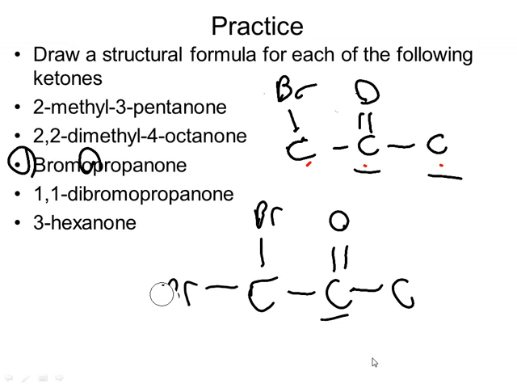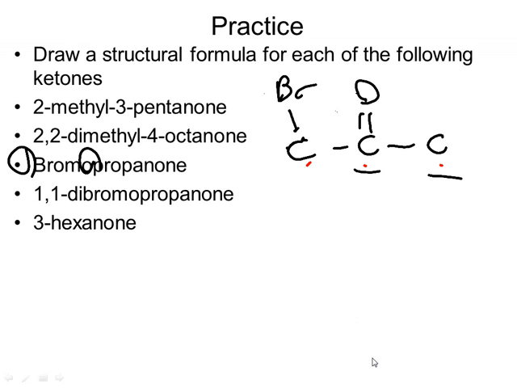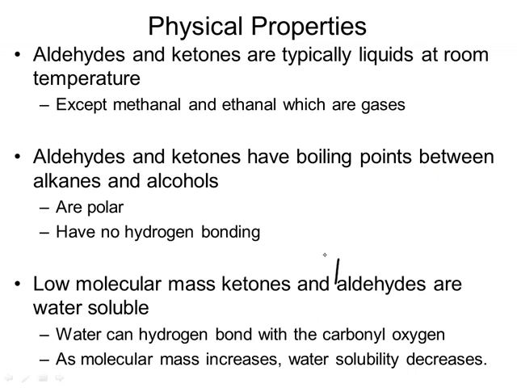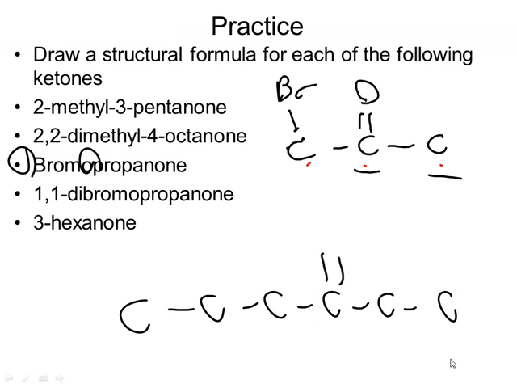And then 3-hexanone, our last one here, is fairly straightforward. It's just hexanone. 1, 2, 3, 4, 5, 6. And then carbon number 3, carbon number 3 right there. So there it is. Hope that helps with naming.